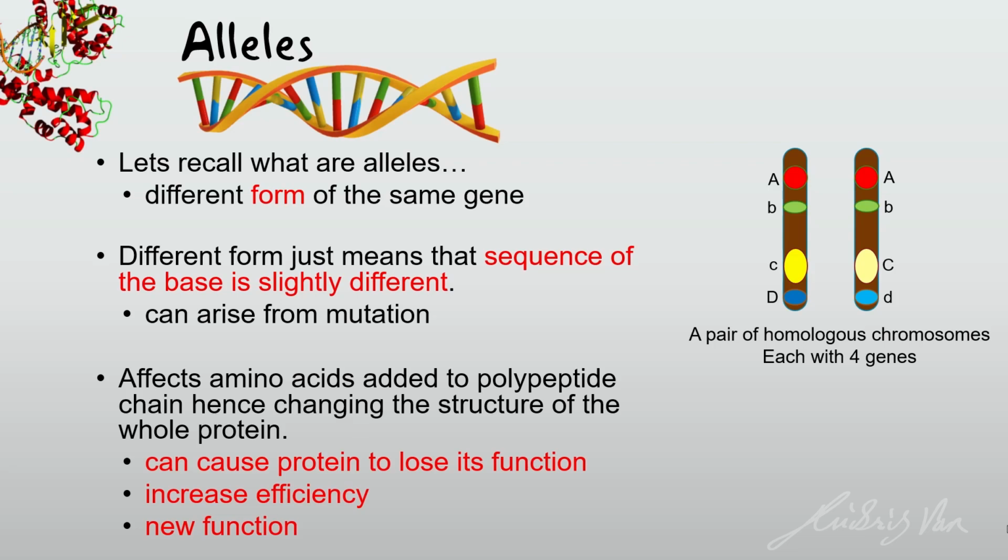So this will hopefully bridge the gap that you might have thinking, two alleles, different forms of the same gene. What's the meaning of form? So this is the meaning of form. That means the sequence of bases is slightly different. And that will be all for this lesson.